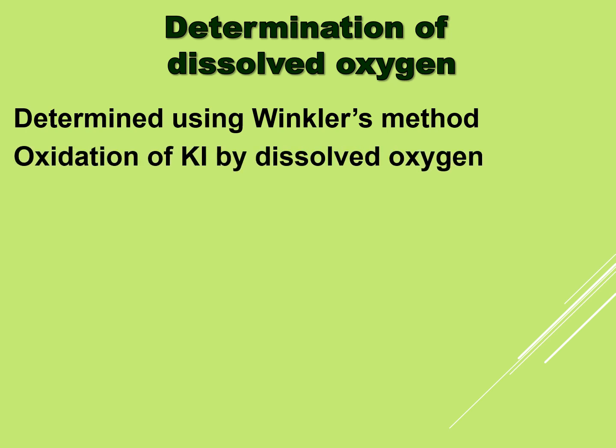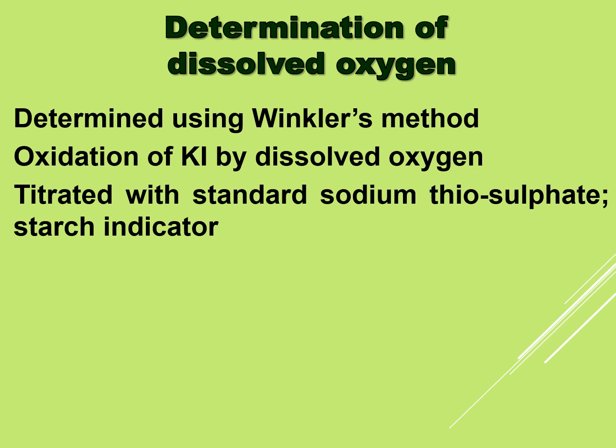So in Winkler's method, what is done is potassium iodide is oxidized by dissolved oxygen. And this is titrated with sodium thiosulfate with starch as an indicator. So this is the basic idea behind this determination method. Take potassium iodide, mix it with water, so the dissolved oxygen will oxidize potassium iodide, convert it into iodine. So iodine, when you add starch, reacts to give a blue complex, and when you titrate with sodium thiosulfate, this complex will disappear.